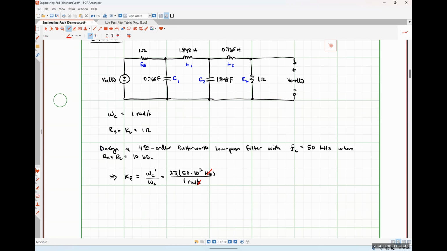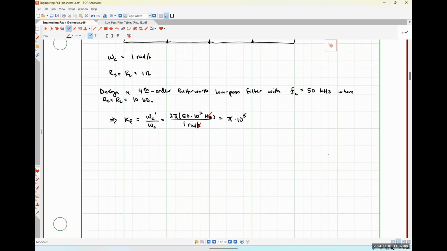Radians is effectively a dimensionless quantity. Or another way to think about it is that 2 pi is giving us an angle in radians. So ultimately here, our scaling factor is essentially just pi times a factor of 10 to the 5, and it is a dimensionless quantity. So 2 times 50 is 100, which is 10 to the 2, times 10 to the 3 is 10 to the 5, and then the pi comes out. We all okay with that?